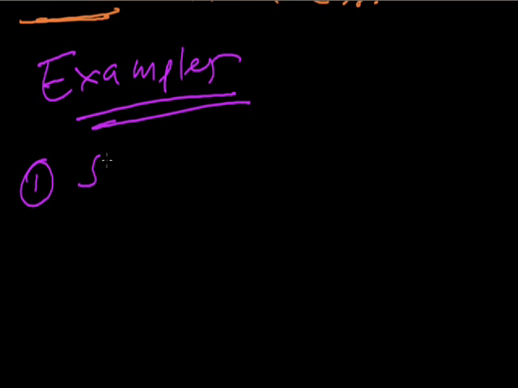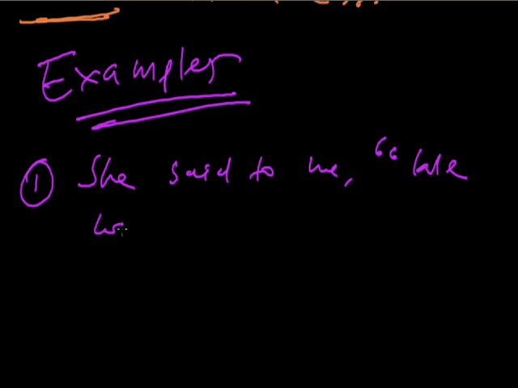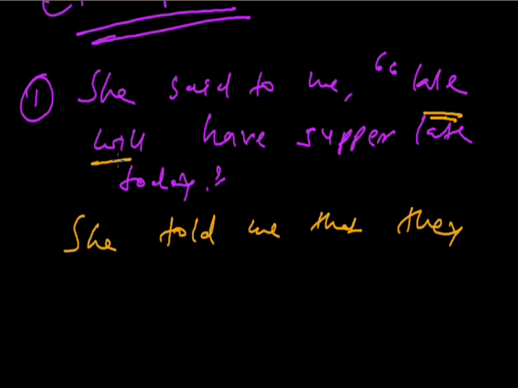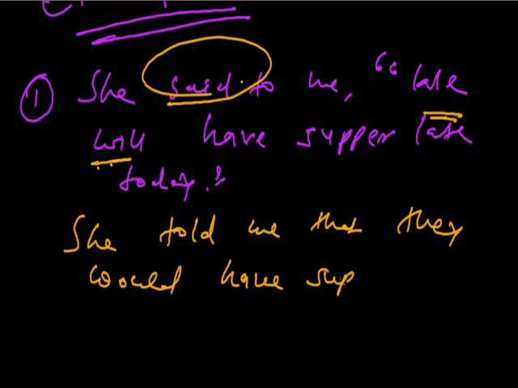Examples. She said to me, we will have supper late today. What shall I do? She told me that "we" will be changed into "they", and "will" changes too, because here the reporting verb is in the past tense, so the past form of "will" is "would". She told me that they would have supper late.